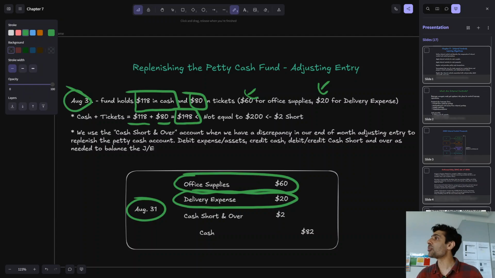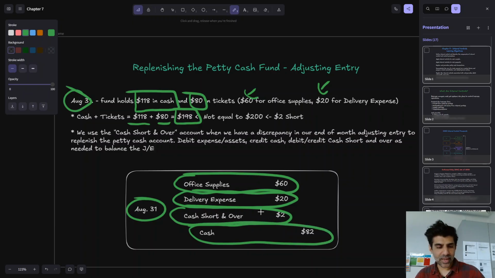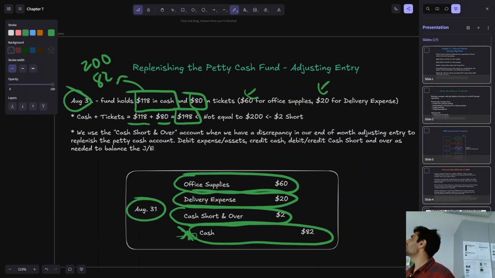Delivery expense is an expense account, also a debit. Cash short and over, because we need this to balance, okay? We know that to get this $118 back to $200, we need to go to the bank and get $82, right? So that's where this cash is coming from. Does everyone agree with that? So you start with actual how much cash you have. You know what the balance should be. You know how much you need to go to the ATM and get. You know that exact amount because you went in and counted how much cash there was. So this is clear, this is clear, and this is clear.